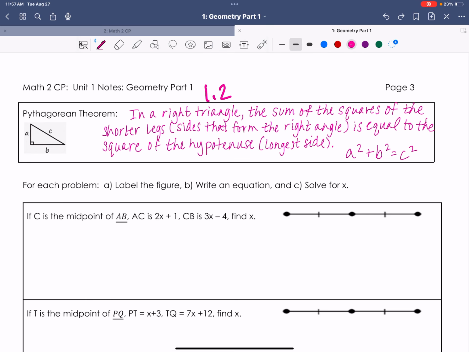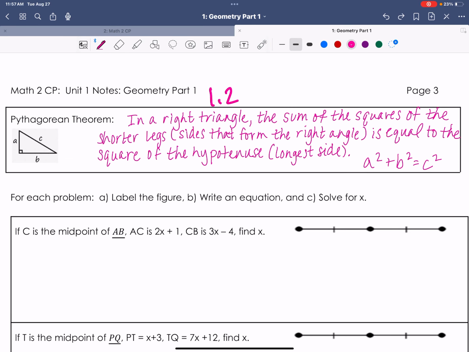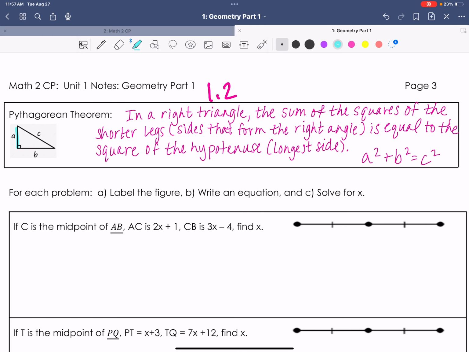Now, the last vocab from 1.2 is Pythagorean theorem, and it says in a right triangle, the sum of the squares of the shorter legs, which are the sides that form the right angle, is equal to the square of the hypotenuse. So when you think of this, your leg A here, you're going to take that side and square it, and you're going to add it to B squared. And when you do A squared plus B squared, that is going to equal the hypotenuse, which is the longest length, squared. So A squared plus B squared is Pythagorean theorem.